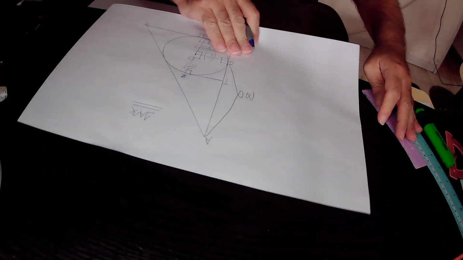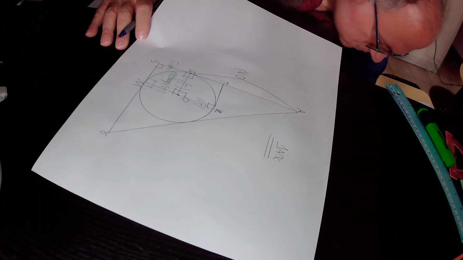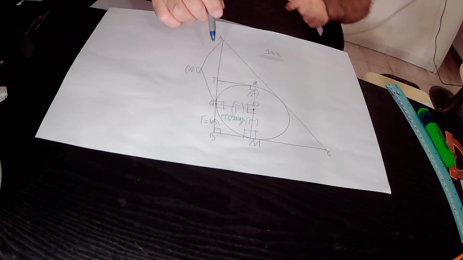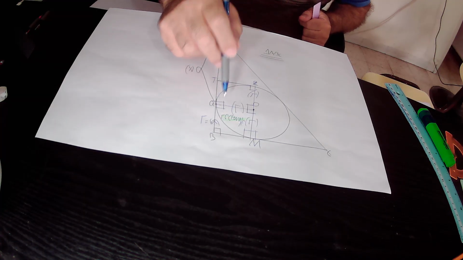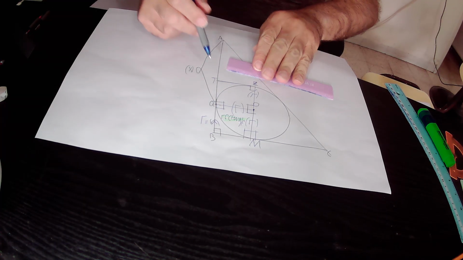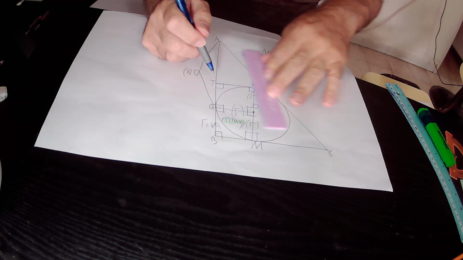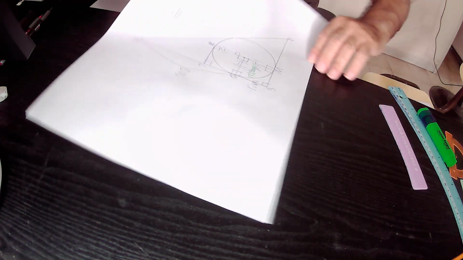So in the upper quadrilateral, quadrilateral TZOQ, we have three right angles. Therefore, this fourth missing angle must be equal to 90 degrees in size. And therefore, quadrilateral TZOQ is a rectangle because it has four right angles.